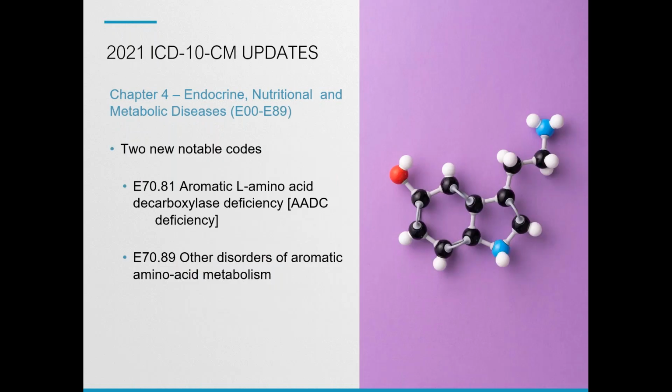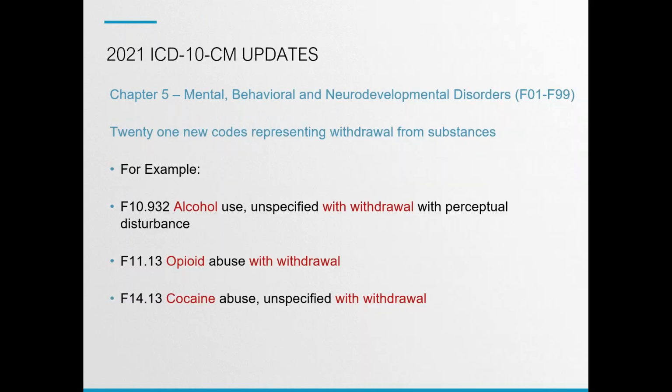Okay, moving on to Chapter 4. Aromatic L-amino acid decarboxylase, or AADC deficiency, is an inherited disorder that affects the way signals are passed between certain cells in the nervous system. Signs and symptoms of AADC deficiency generally appear in the first year of life. So these are the two notable codes for this chapter as well.